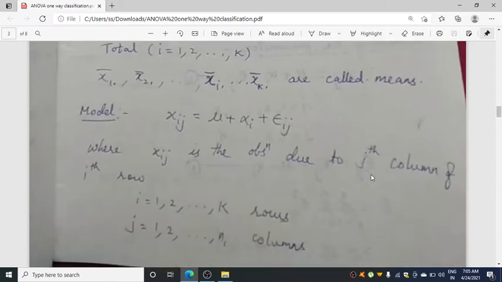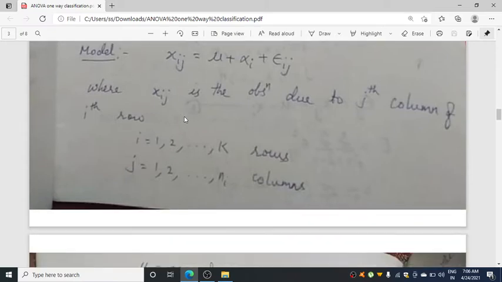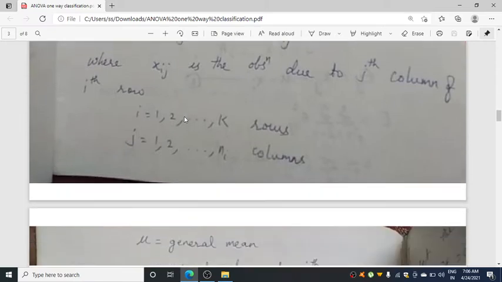Then the model of one-way classification is xij equal to mu plus alpha i plus epsilon ij. The model of two-way classification is xij equal to mu plus alpha i plus beta j plus epsilon ij. But in this video I am discussing one-way only. So xij equal to mu plus alpha i plus epsilon ij, just think of it.